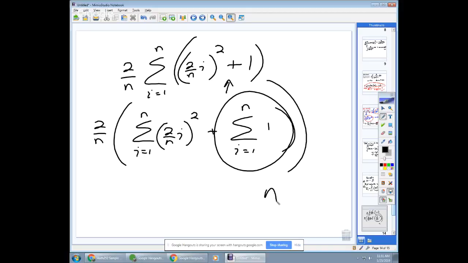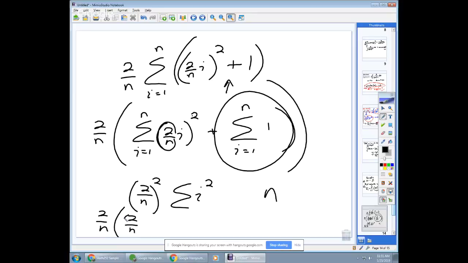So real quick, the next part. This 2 over n squared is just a constant. So it's going to come out. And then I just have the sum of the i squares, which I gave you a formula for. So if I put all this together, I get 2 over n times 2 over n squared times the sum of the i squareds.